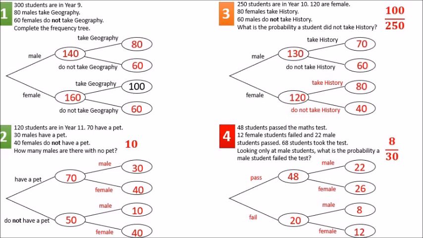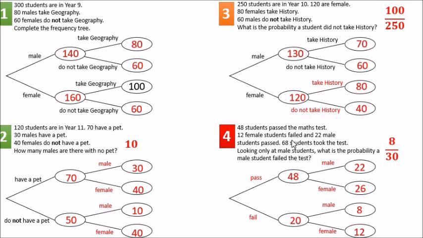If we have 48 there and then 12 female students failed, we could put the 12 in here, and then 22 male students passed, so we have 22 here, which means that this has to be 26 because they need to add up to the 48. Then 68 students took the test in total. That information comes a bit later in this question.